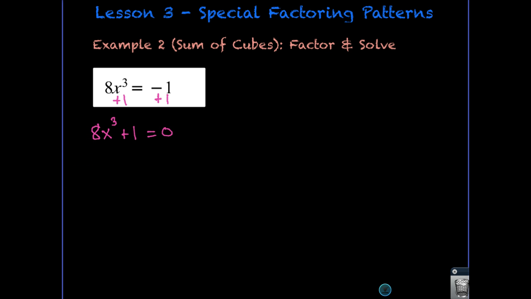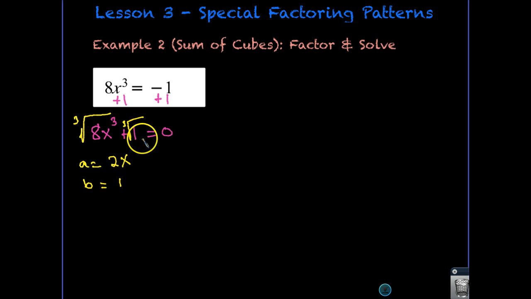Again, let's go ahead and take the cube root of both of our terms to figure out what our a and b values are. We already know the cube root of 1 is just 1. The cube root of 8 is 2, and the cube root of x cubed is x. So there's our a, and there's our b. Now we can just plug it into the formula.